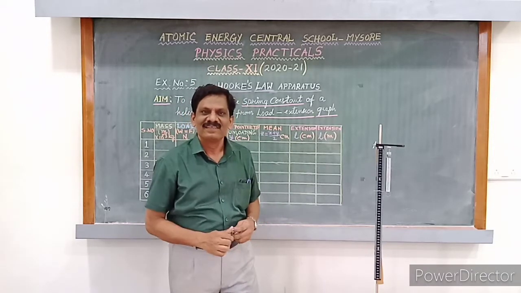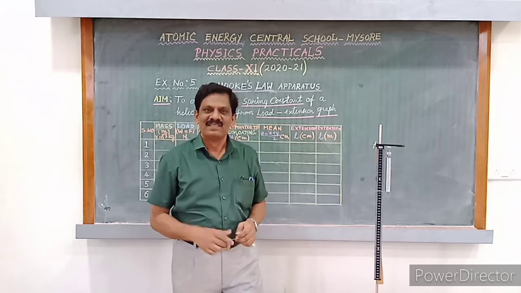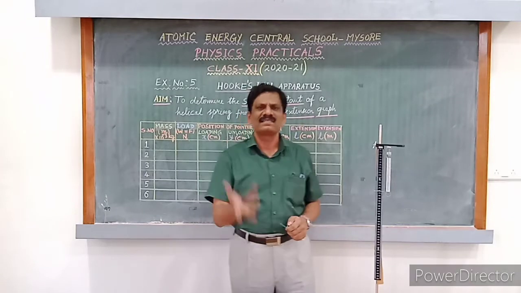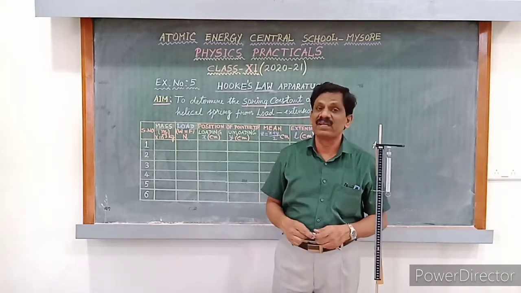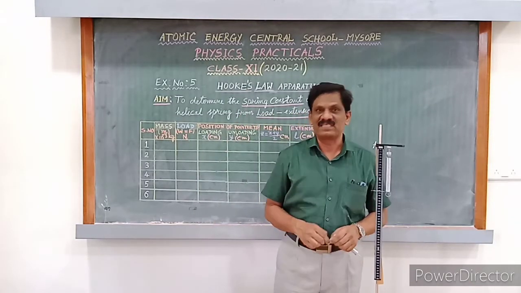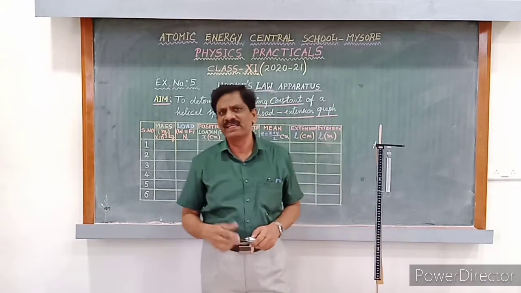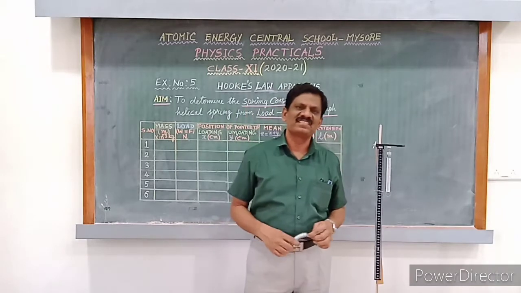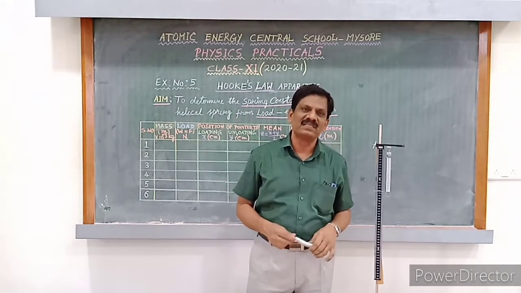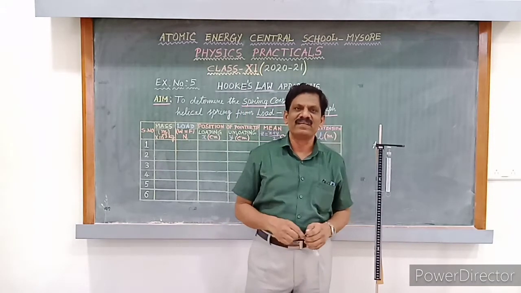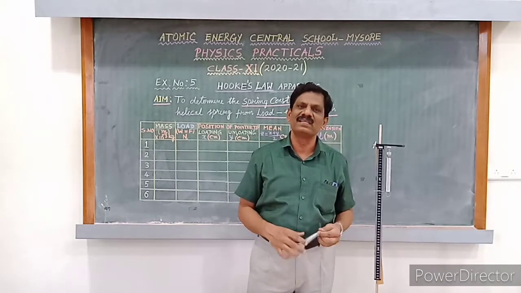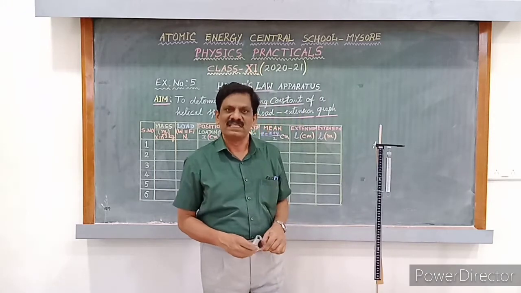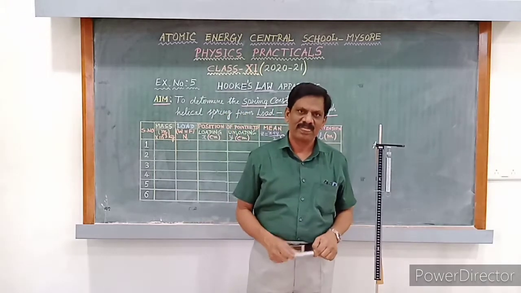Have you got it, my dear students? Spring constant is nothing but force constant. Force constant is defined as the force required to produce unit displacement. If the SI unit of force is Newton and the SI unit of extension or length is meter, can you guess what is the unit of this force constant or spring constant? Yes, it is Newton per meter.